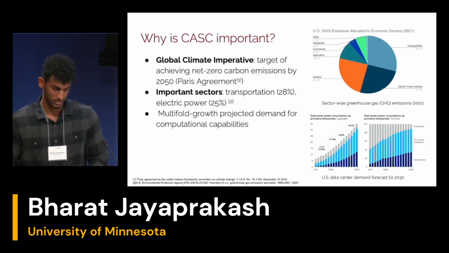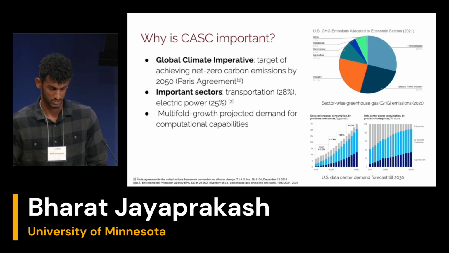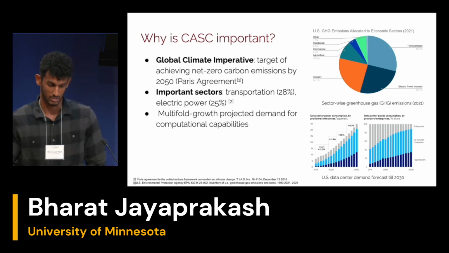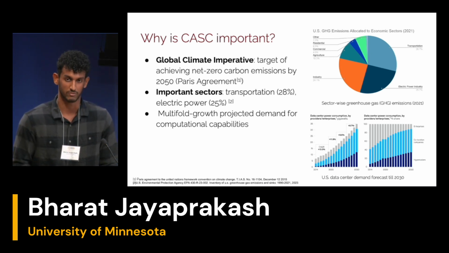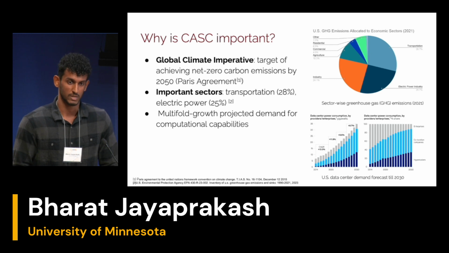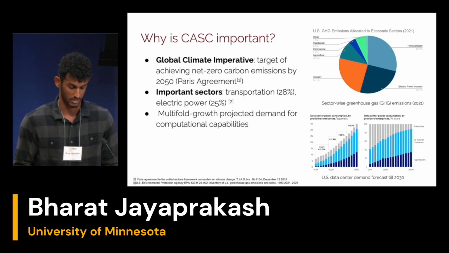Another interesting data point that we came across was that the demand for computational capabilities, or high-performance computing, is projected for a multifold growth in the upcoming years, especially because of the forecasted widespread adoption of GPU-intensive technologies like generative AI and blockchain technologies. And we believe that CASC can help. We believe that all of these industries can benefit from the advancement of CASC.